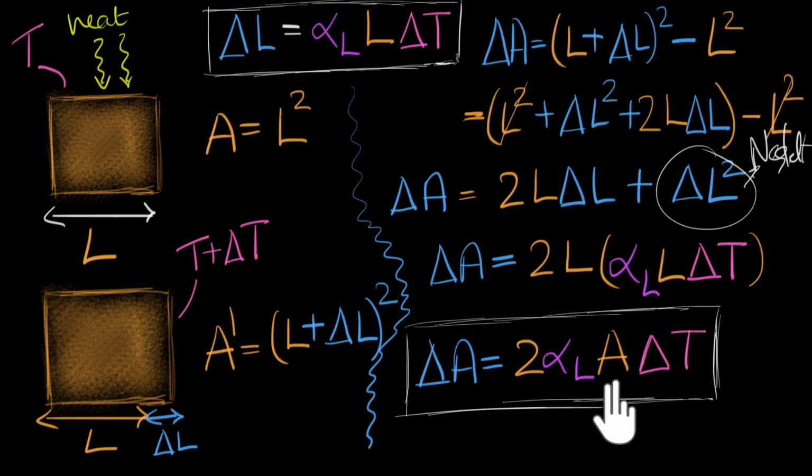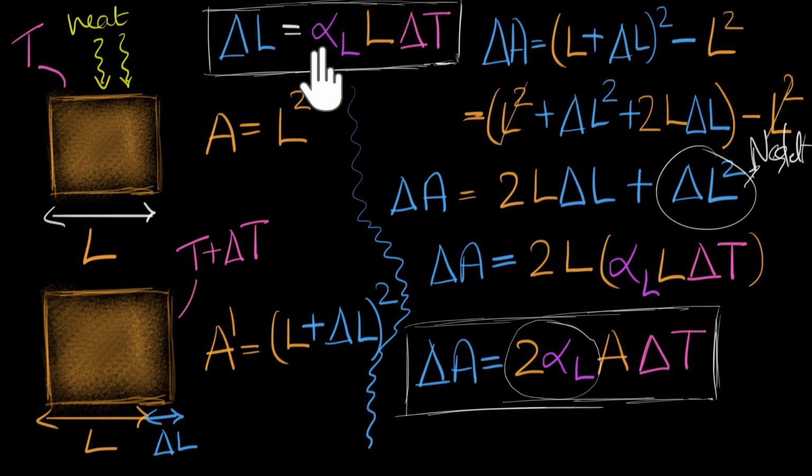So if we know what the initial area is, and we know what the change in temperature is, and if we know the alpha L of a material, then we can calculate delta A. We don't need anything more. So just by knowing this, we can figure this out. But can you see the similarity between this expression and this expression? They are very analogous to each other. Just like how you have change in length equals some number times original length times delta T, you have change in area equals some new constant times area times delta T.